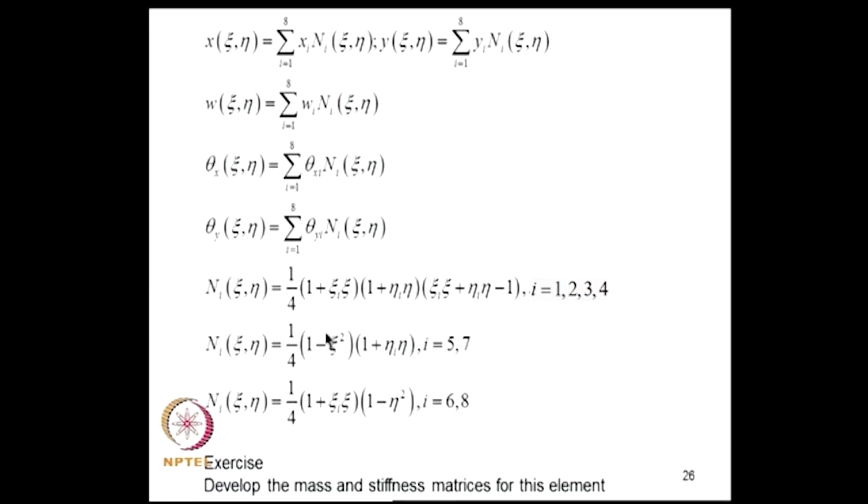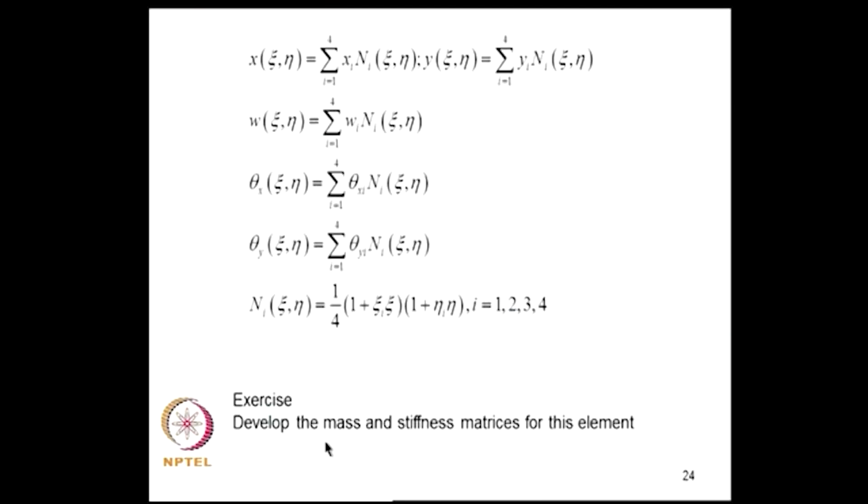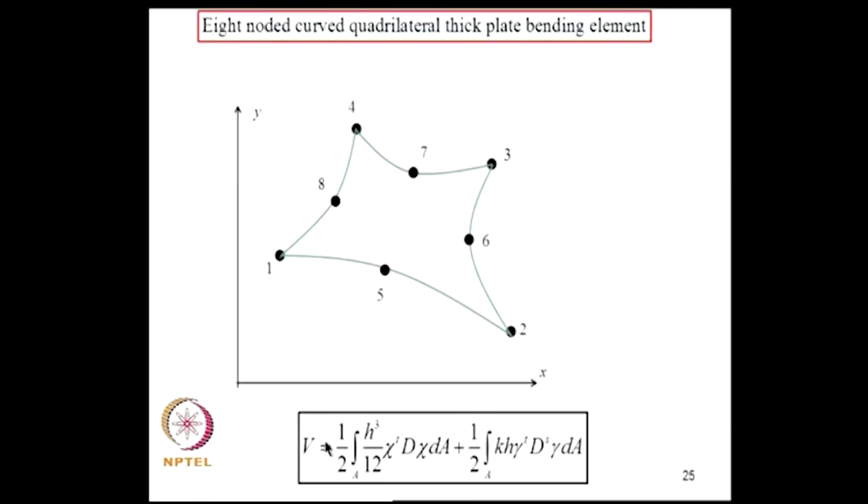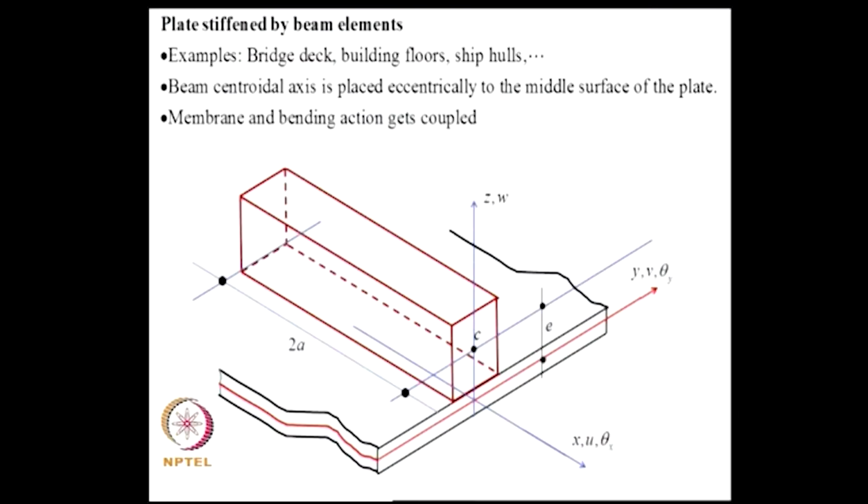We again use isoparametric formulation where the coordinates x and y and the field variables w, theta x and theta y are interpolated using nodal values using the same set of interpolation functions. Now, the problem is to develop the mass and stiffness matrices for this element. So, this is suggested as an exercise. If you complete these 2 exercises, you would have learnt a great deal about formulation of the structural matrices for plate elements.